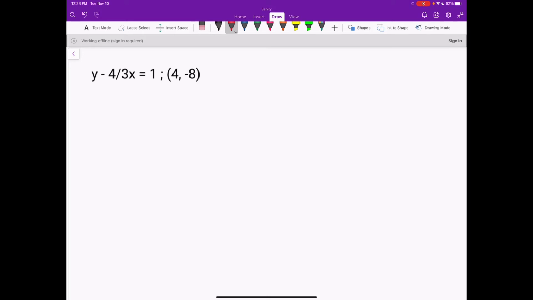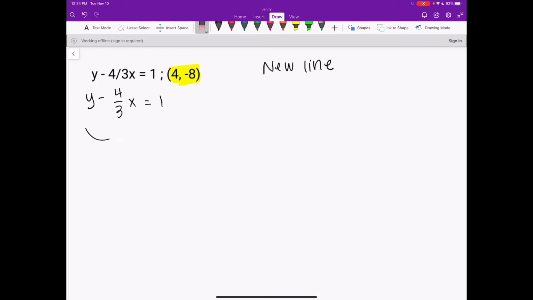I'm just going to write this out one more time. y minus 4/3 x equals 1. I want the equation of a new line that goes through this point, (4, -8), such that that new line is perpendicular to this one here. Before we can start, let's try and find what the slope is of this given line.